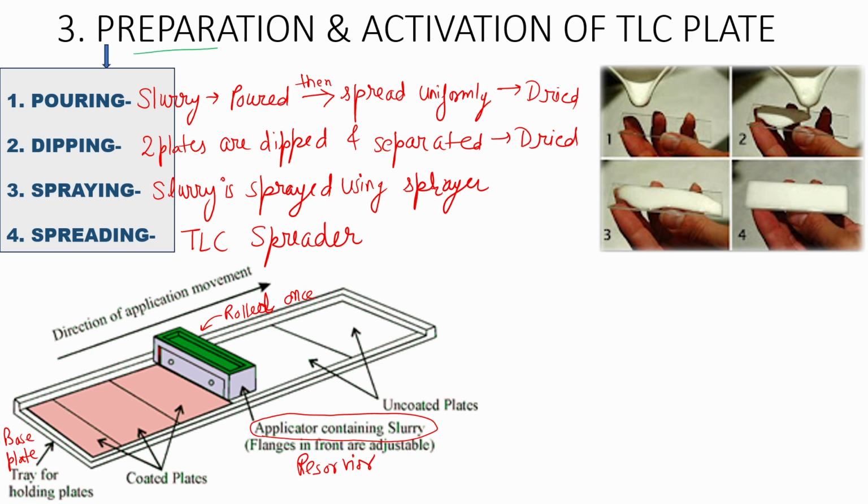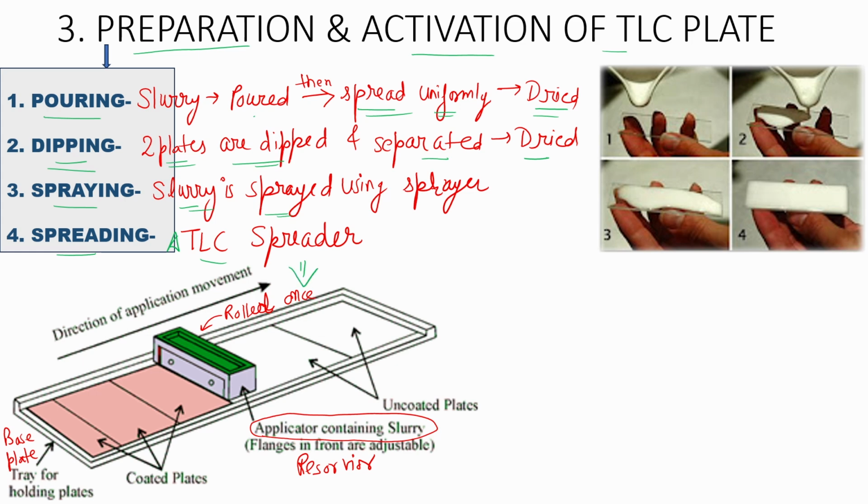Next step is preparation and activation of TLC plate. For preparation of TLC plate, any of the following methods can be selected. In pouring technique, slurry is poured onto the TLC plate and then spread uniformly, and after that it is dried. In dipping method, two plates are dipped in slurry and then separated and dried. In spraying method, the slurry is sprayed using the sprayer. In spreading method, a TLC spreader is used.